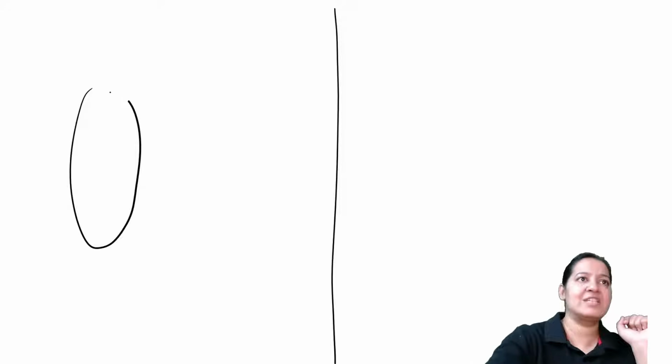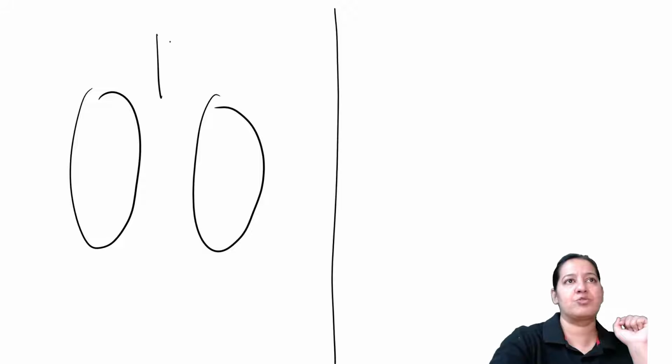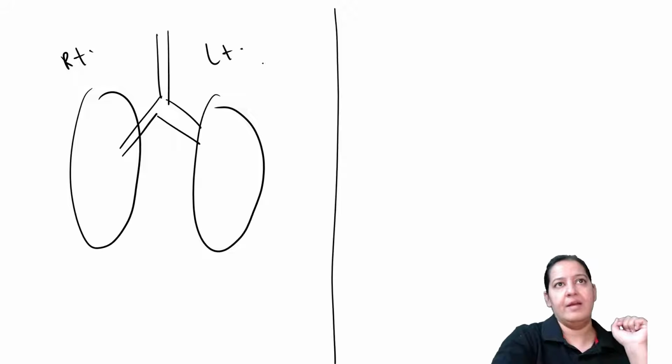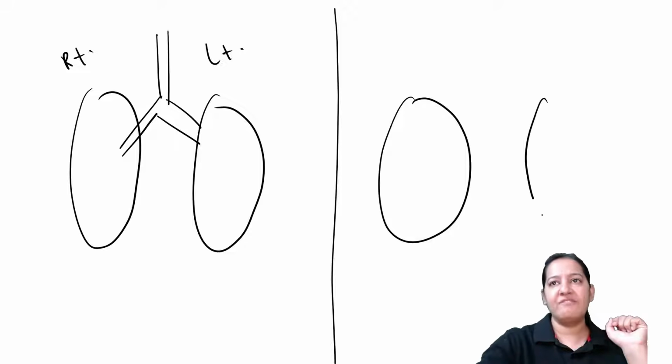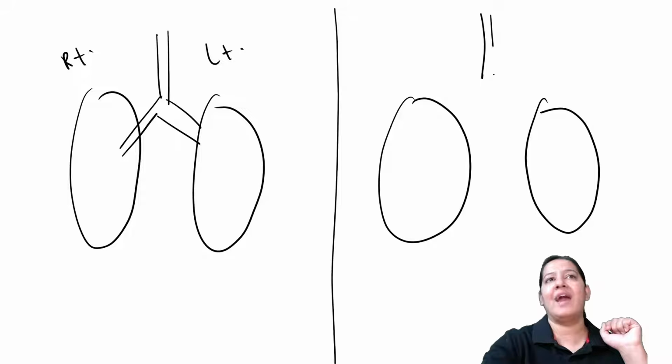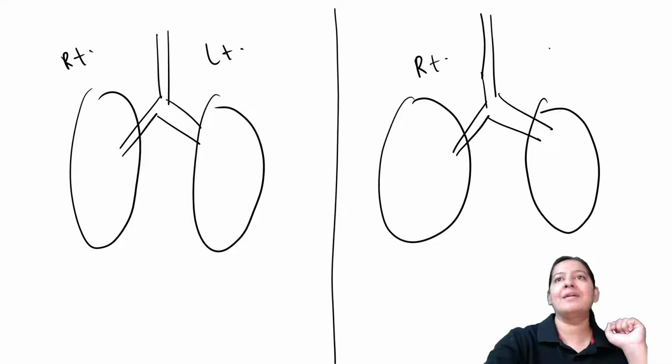Just a second. So these are the 2 lungs, right and left. This is the trachea and these are the 2 bronchi. This is the right lung. This is the left lung. The same diagram I am drawing here. In the first diagram, tell me the lobes. In the second diagram, tell me the lobules. That's it. So here this is the right lung. Here this is the left lung.